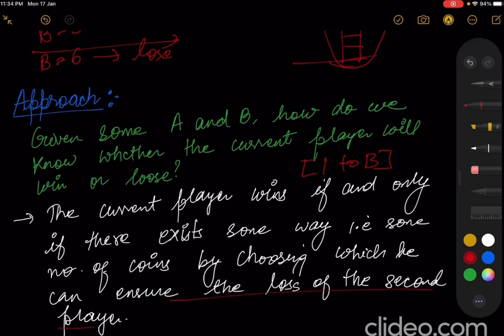Loss of the second player. So obviously the loss of the second player is the victory of the first player, or the victory of the current player. So this is the condition for winning.